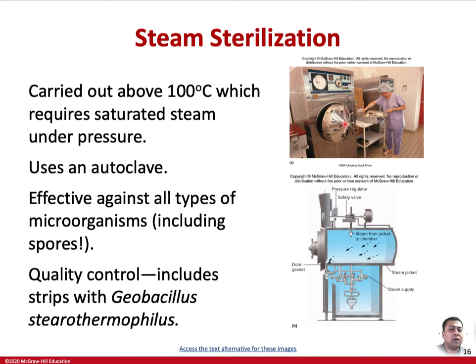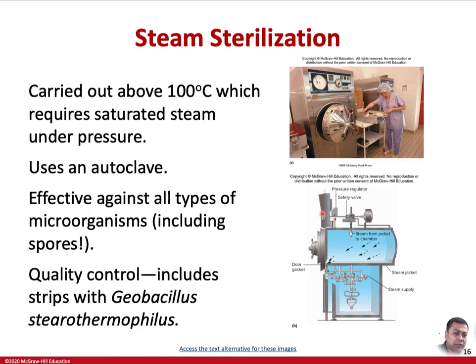So here you can see an autoclave and a cross section of the schematic. Think about this as a very large, sophisticated, automated pressure cooker, basically. And this is effective against all types of microorganisms, including the endospores. And there are many different ways that we can quality control that.